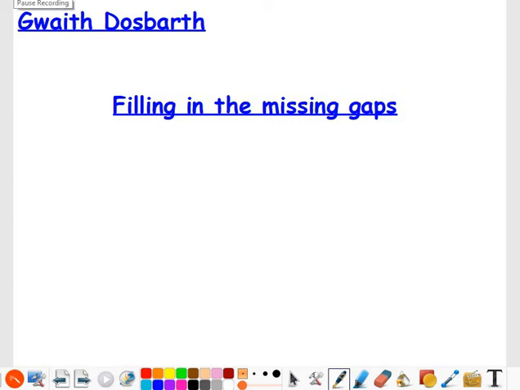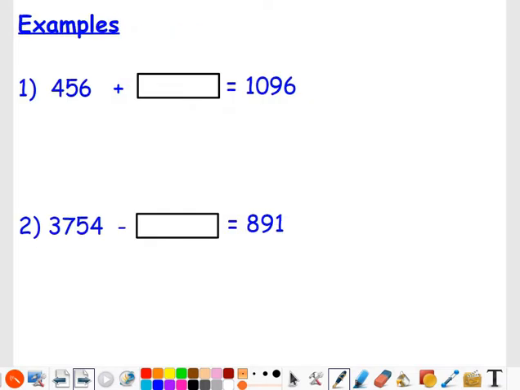Continuing the topic of whole numbers today. If in your big books you can write the heading Gwaith dosbarth, fill in the missing gaps, and then today's date, please. Okay, and then if you can pop down a side heading of examples. So we need to fill in the missing gap here.